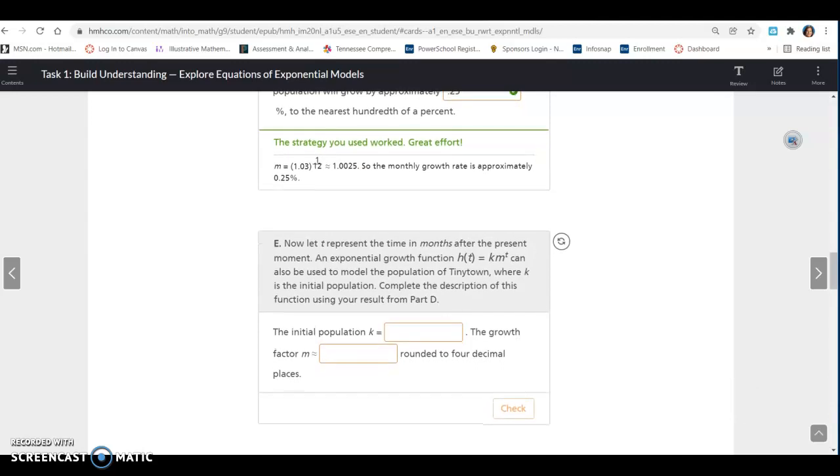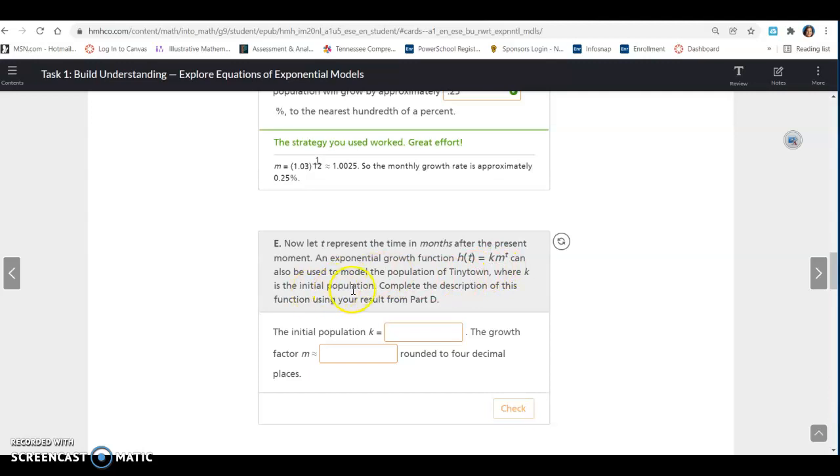Now let t represent the time in months after the present moment. An exponential growth function, h of t equals k times m to the t power, can also be used to model the population of Tinytown. So again, you can see this is a b to the x power. They're just using different variables, so don't let that confuse you.